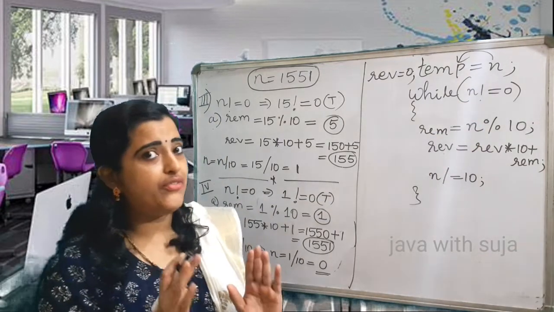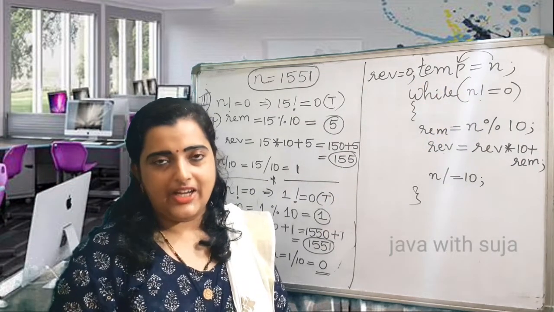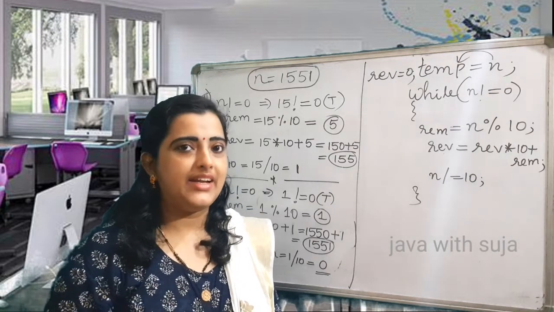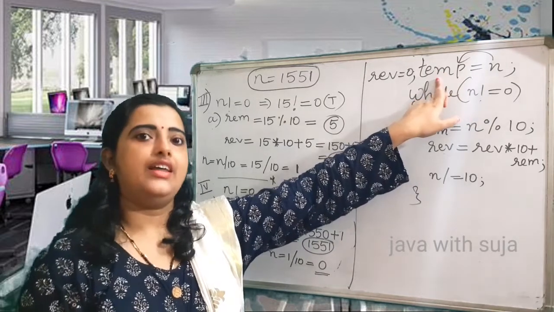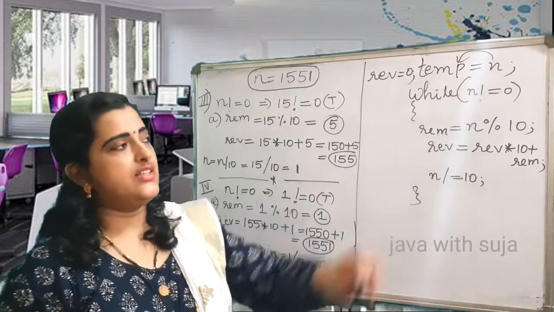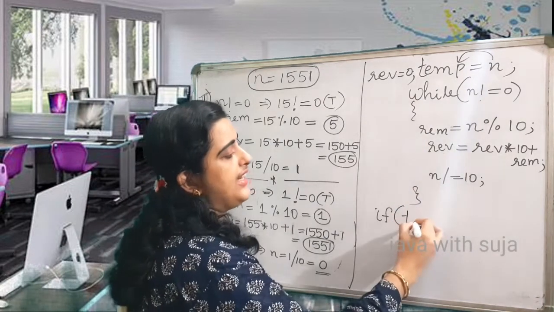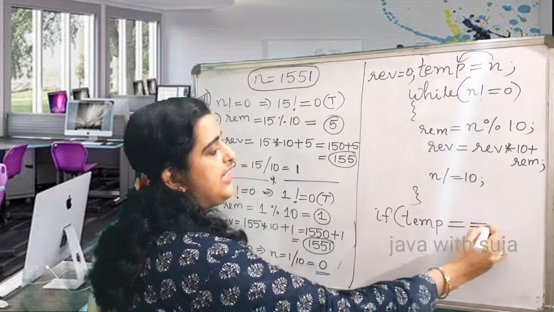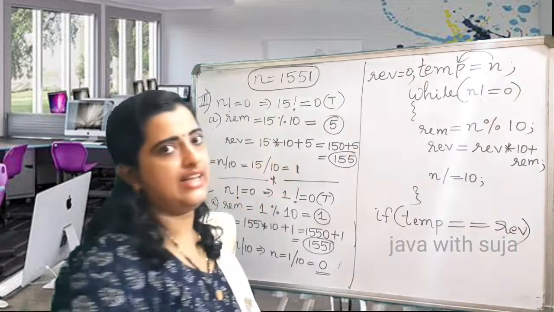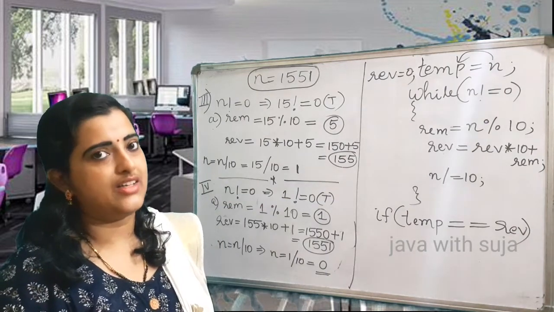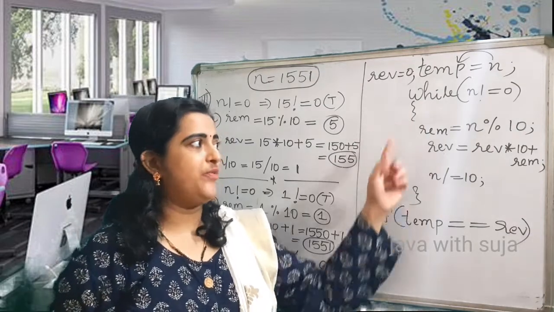Now suppose you forget to assign the value of n, or you are not assigning the value of n, then how will you compare at the end? That is why we took a temporary variable which holds the value given by the user. So we can compare it at the end: if the value inside temp is equal to the value inside rev, then we can conclude that the number is a palindrome, otherwise the number is not a palindrome. So I hope the working of the while loop is clear.